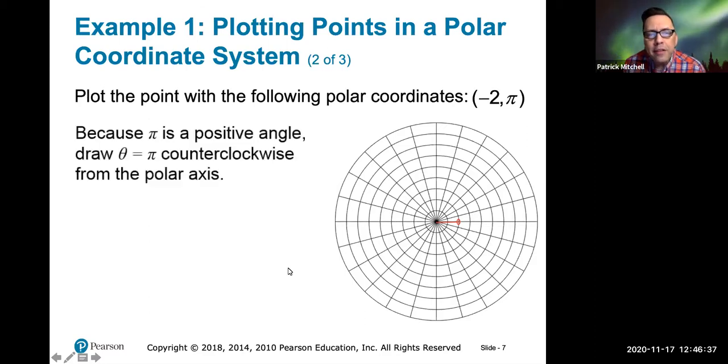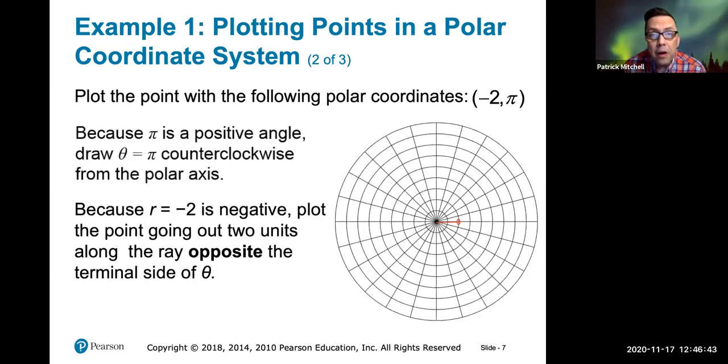Because pi is a positive angle, draw theta equals pi counterclockwise from the polar axis. And because r equals -2 is negative, plot the point going out 2 units along the ray opposite the terminal side of theta. So that's what we did, right?